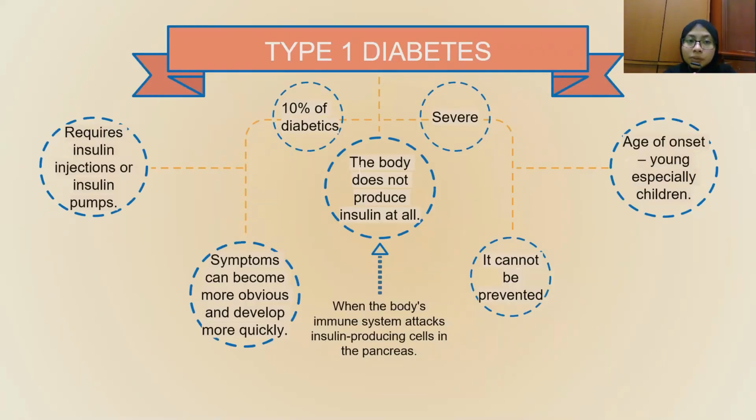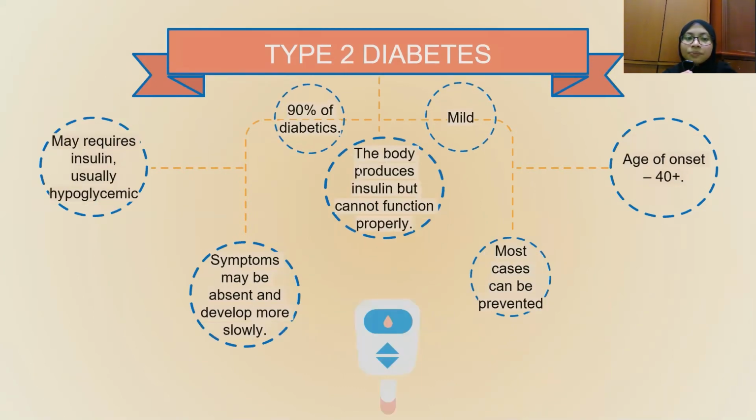So this is a description for type 1 diabetes. You can see on the screen. Individuals with type 1 diabetes usually require daily insulin injections to control the diabetes. The symptoms can become more obvious and develop more quickly, and it cannot be prevented, but many researchers are working to develop more effective methods for treating it, such as using an artificial pancreas or transplanting a working pancreas, or even fetal pancreatic islet cells into patients with type 1 diabetes.